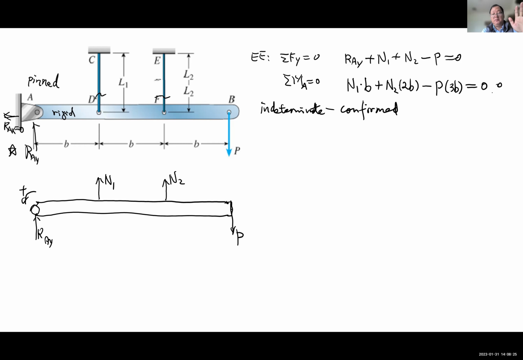So FED comes into play. For FED, we make the cut. I cut the cable and draw the free body diagram. That's already done, it's here. Therefore, I write the equation of equilibrium. I have it here.